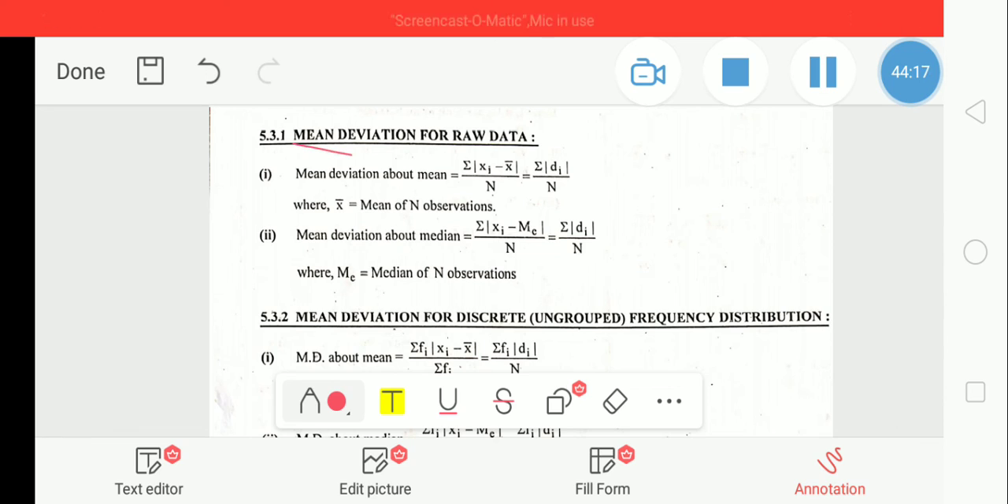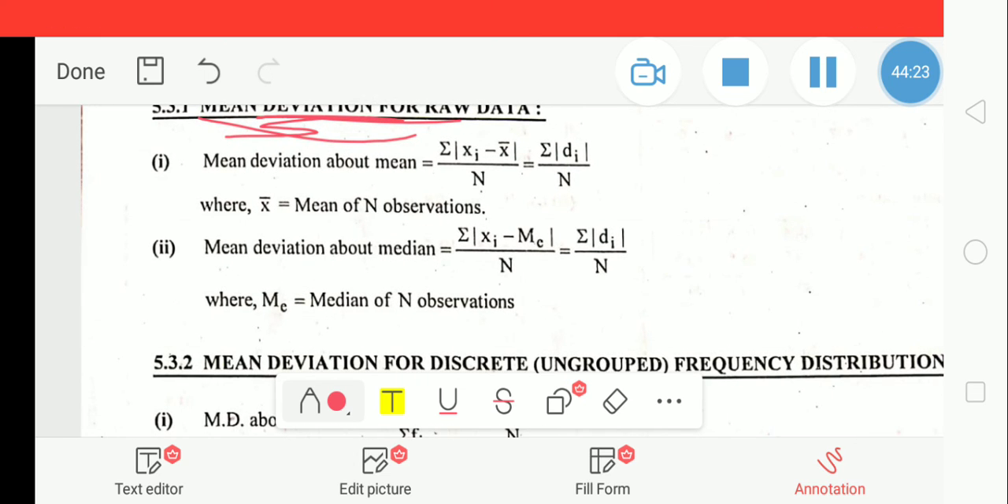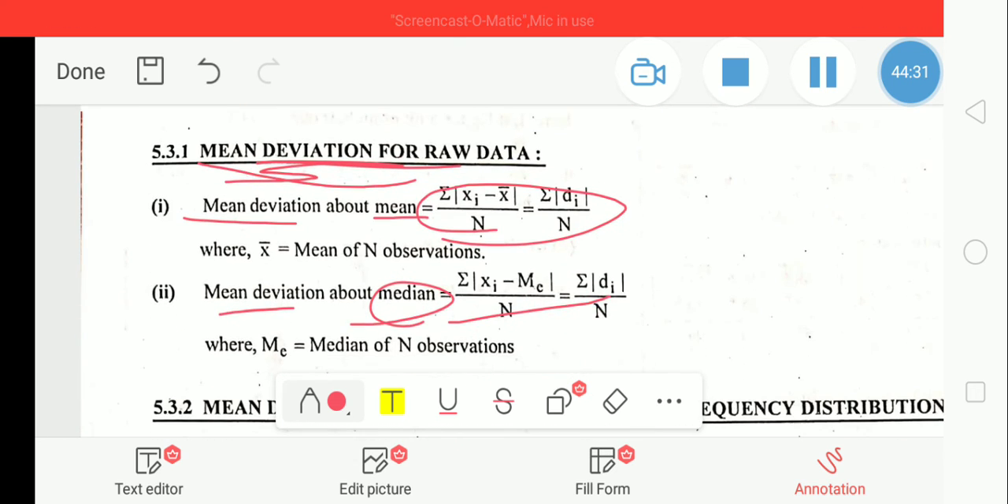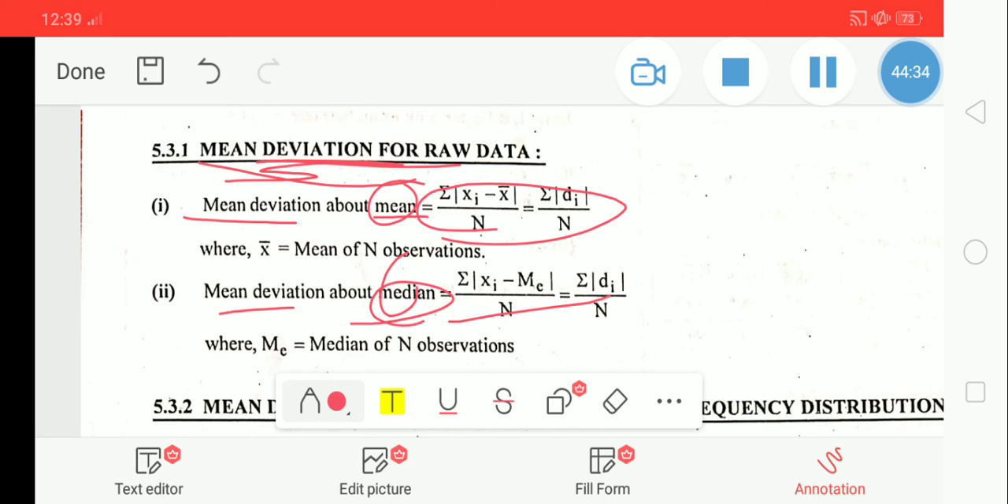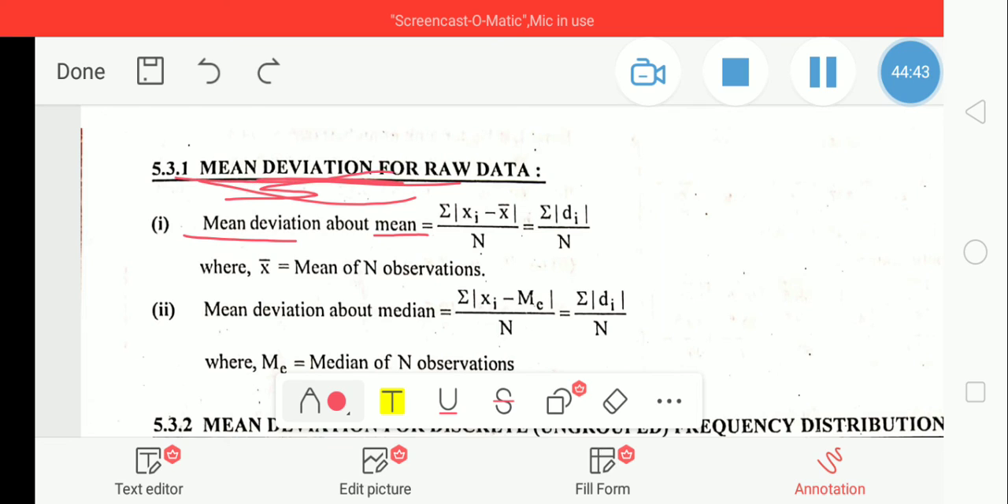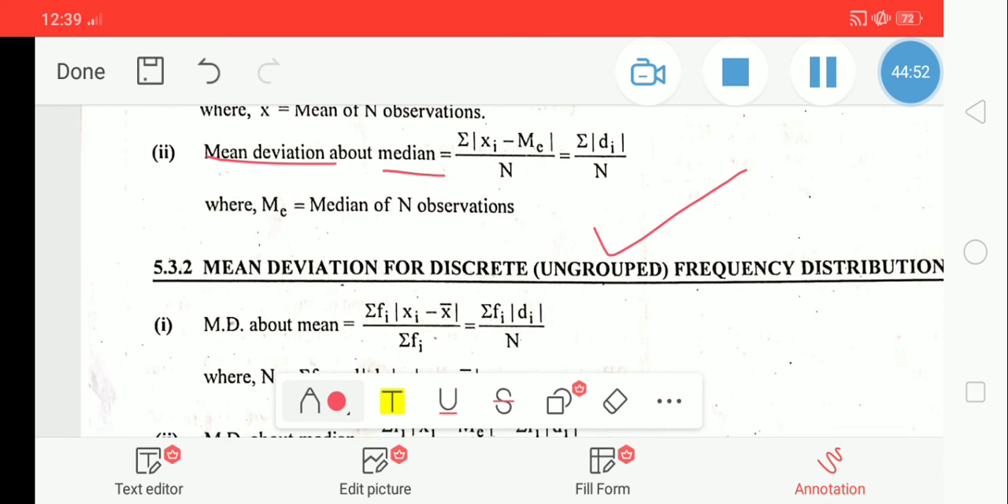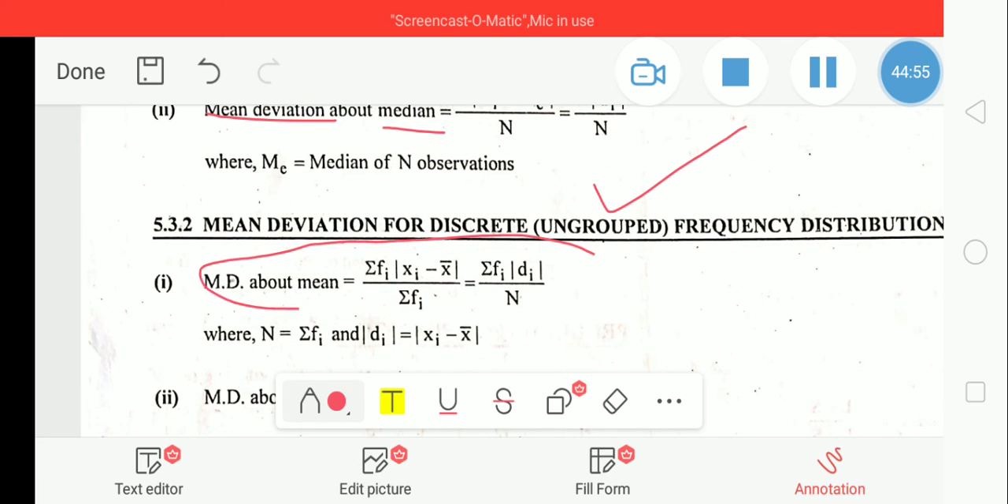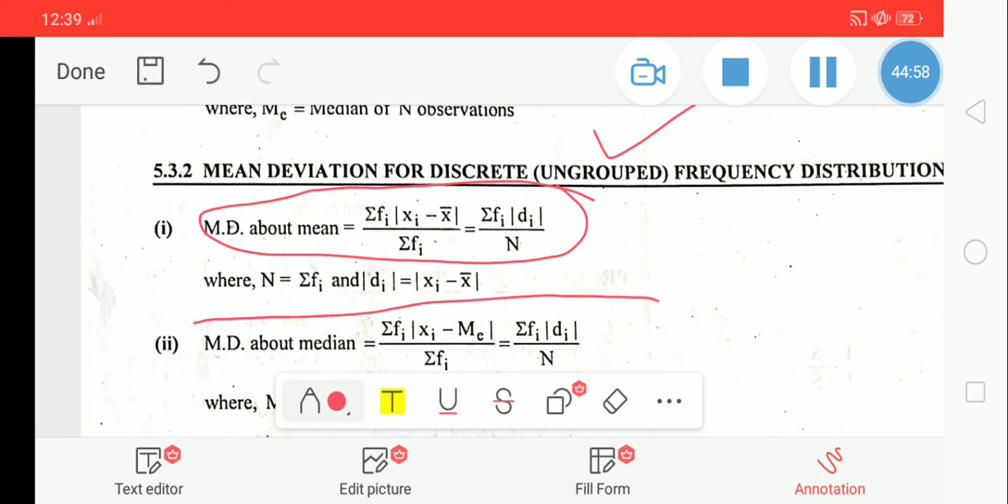Now we find mean deviation for raw data. So mean deviation about mean we use this formula, and mean deviation about median we use this formula. Above, what did we study? How to find mean and median. Now in this part we are finding mean deviation, about the mean and about the median. This is for raw data, and this is for ungrouped data. This is mean deviation about mean, and this is mean deviation about median.